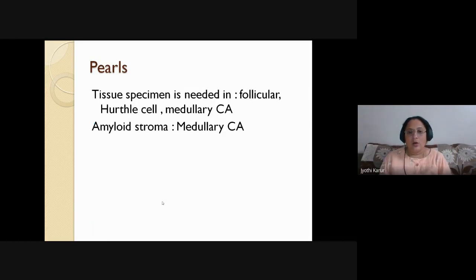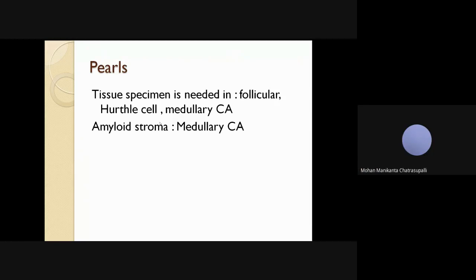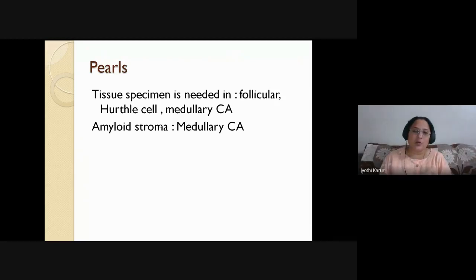Now, tissue specimen is needed for follicular, Hurthle cell, and medullary carcinoma. But medullary carcinoma you can even diagnose by FNAC. The presence of amyloid stroma is seen in medullary carcinoma. Psammoma bodies are seen in which one? Papillary. Yes, papillary. Now let's go to MCQs.